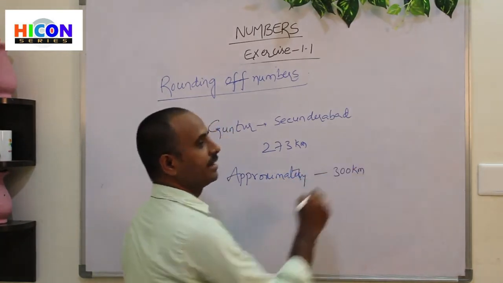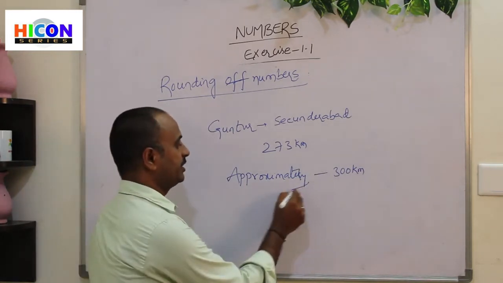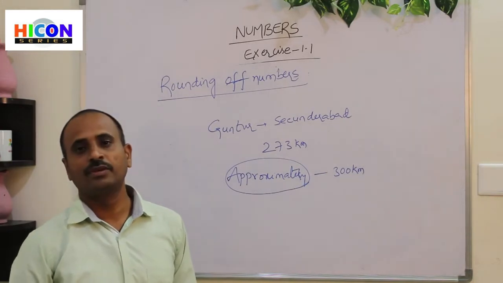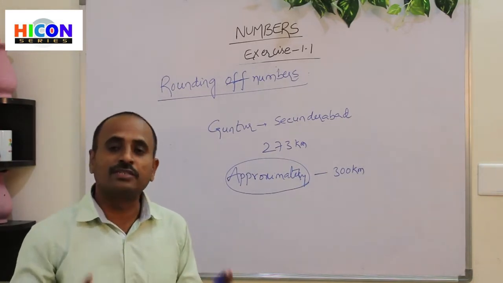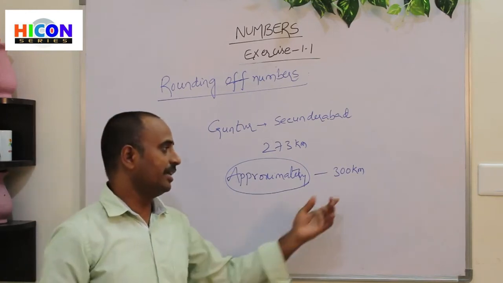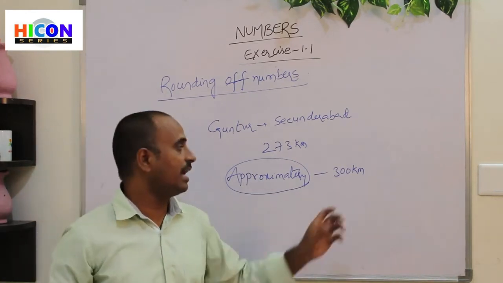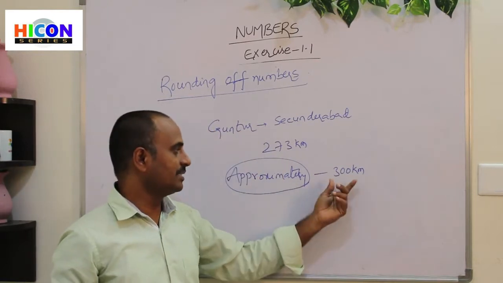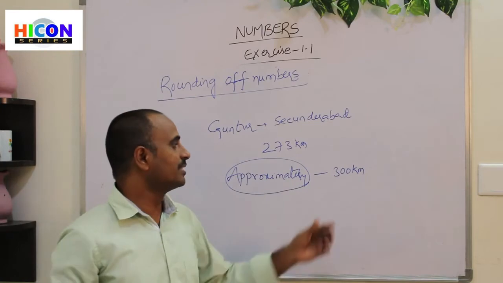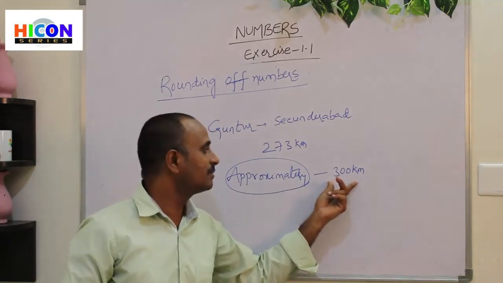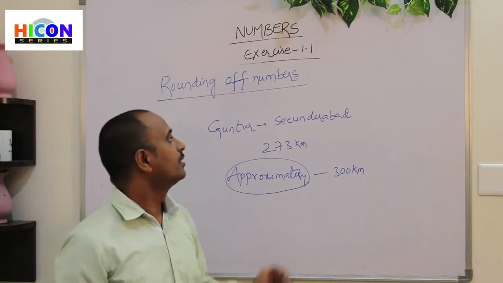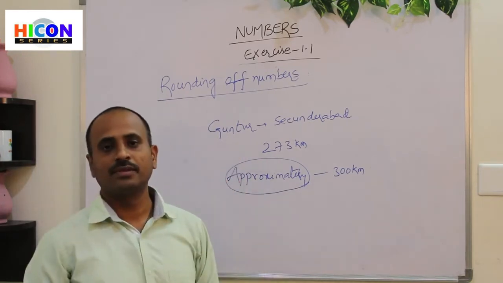So approximately. So this approximation is called rounding off. So we will use this approximation in our daily life in some situations. Here 300 kilometers is not the actual distance, but it is the value which is nearer to the actual value. So this nearer value which is nearer to the actual value is called rounding off the numbers.